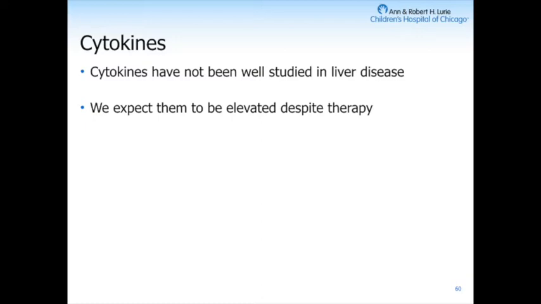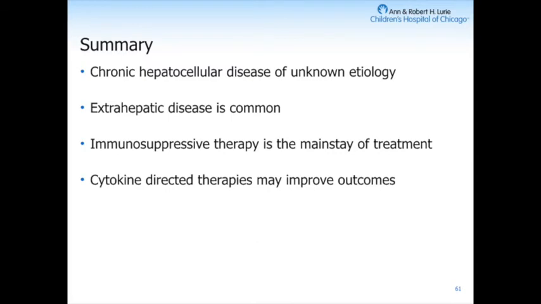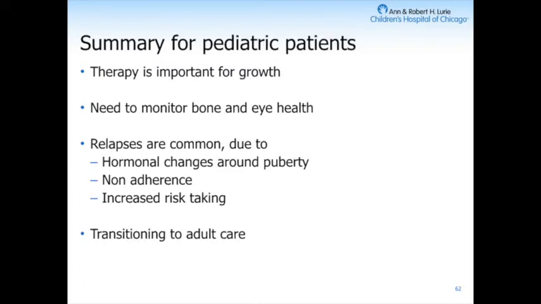So they're not well studied in liver disease. We expect them to be elevated despite therapy. So in summary, autoimmune hepatitis is a chronic disease of unknown etiology. We have a lot of extrahepatic diseases. Right now, immune suppression is a mainstay of therapy, but cytokine-directed therapies may improve the outcomes. For pediatrics, therapy is really important for growth. Any chronic inflammation will reduce the growth potential of kids and can delay puberty as well.